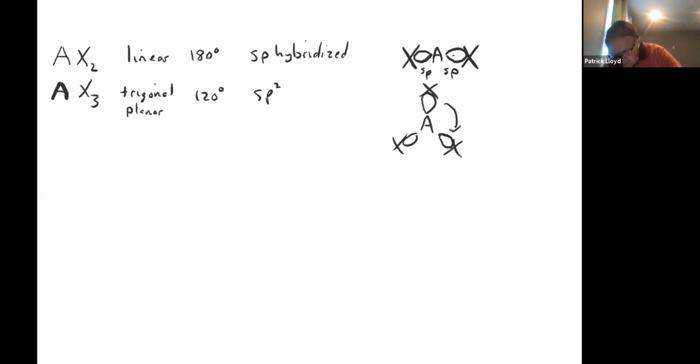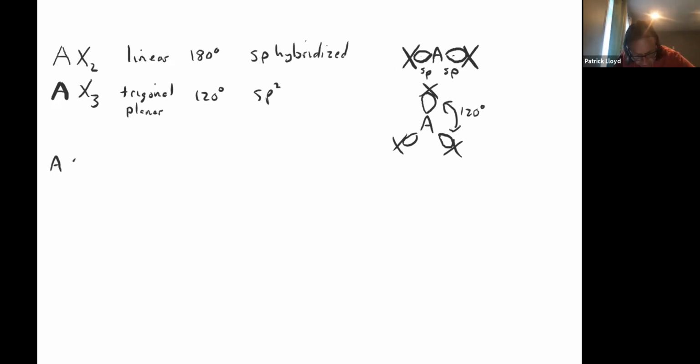There's your 120. Okay. And then if you go back to the earlier part of the lecture when I was showing you these sp2 orbitals, you'll remember, oh yeah, one was pointing up, one was to the right, and one was to the left. And that's exactly what we're showing here. There's three of them, right? There's three sp2 orbitals.